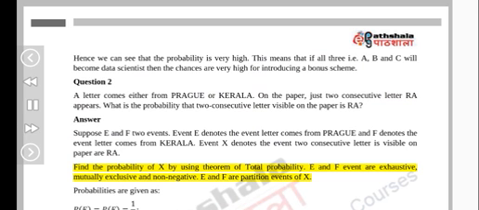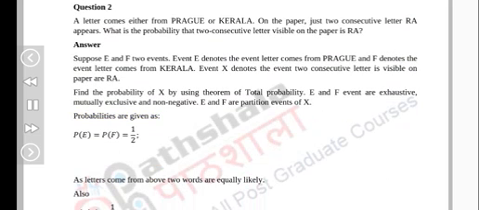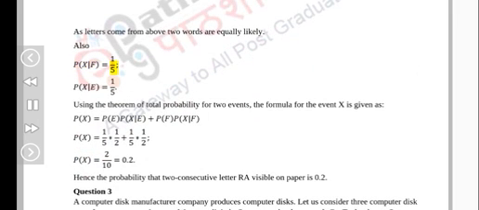E and F events are exhaustive, mutually exclusive, and non-negative. E and F are partition events of X. Probabilities are given as P(E) equals P(F) equals 1/2, as letters coming from the above two places are equally likely. Also, P(X|F) equals 1/5 and P(X|E) equals 1/5. Using the theorem of total probability for two events, the formula for the event X is given as P(X) equals P(E)P(X|E) plus P(F)P(X|F). P(X) equals 1/5 times 1/2 plus 1/5 times 1/2. P(X) equals 2/10 equals 0.2. Hence the probability that the two consecutive letters Ra are visible on the paper is 0.2.